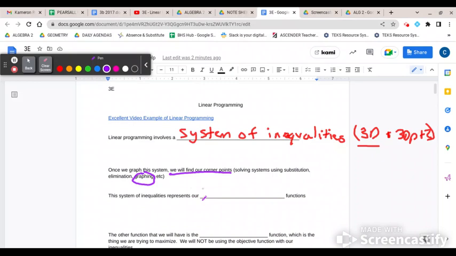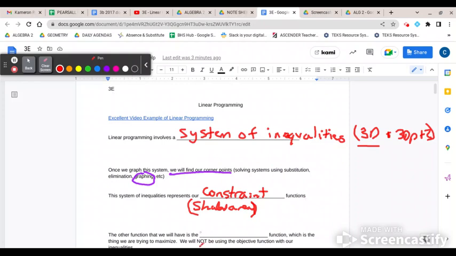What the system of inequalities is going to represent is our constraint functions. And so our shaded area is really going to be the area that constrains us. I'll talk about what that means here in a moment.